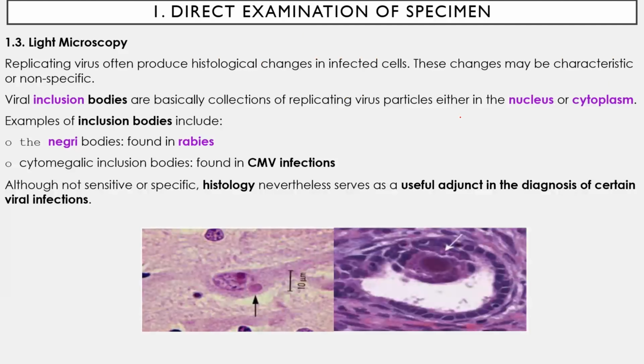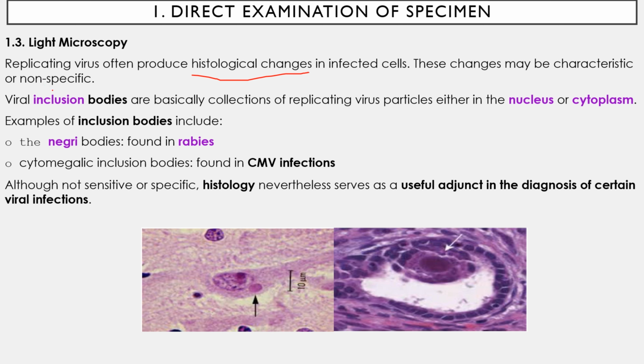Then you could also use light microscopy, class. Replicating virus would often produce histological changes. So when your viruses replicate, it would cause changes in the tissue. These changes may be characteristic or non-specific.